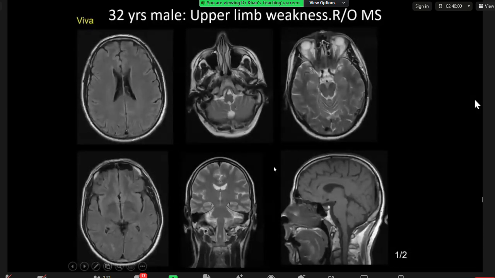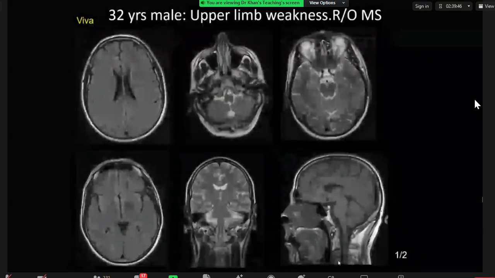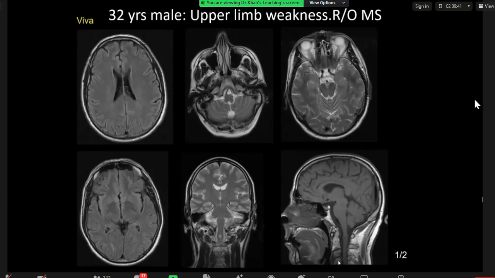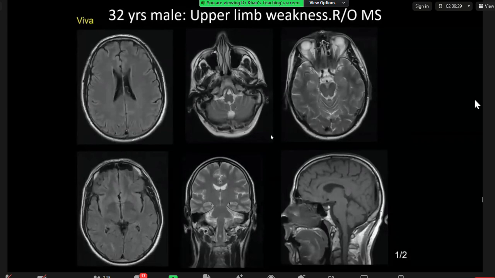Having a look at the brain to see if there are any other associated lesions, I can't see any parenchymal brain lesions, and the orbits and optic nerves have a normal appearance. So my differentials for this solitary intramedullary lesion would include inflammatory causes such as neuromyelitis optica. I'd also include inflammatory causes like transverse myelitis. I'd recommend dedicated spinal imaging to further characterize.